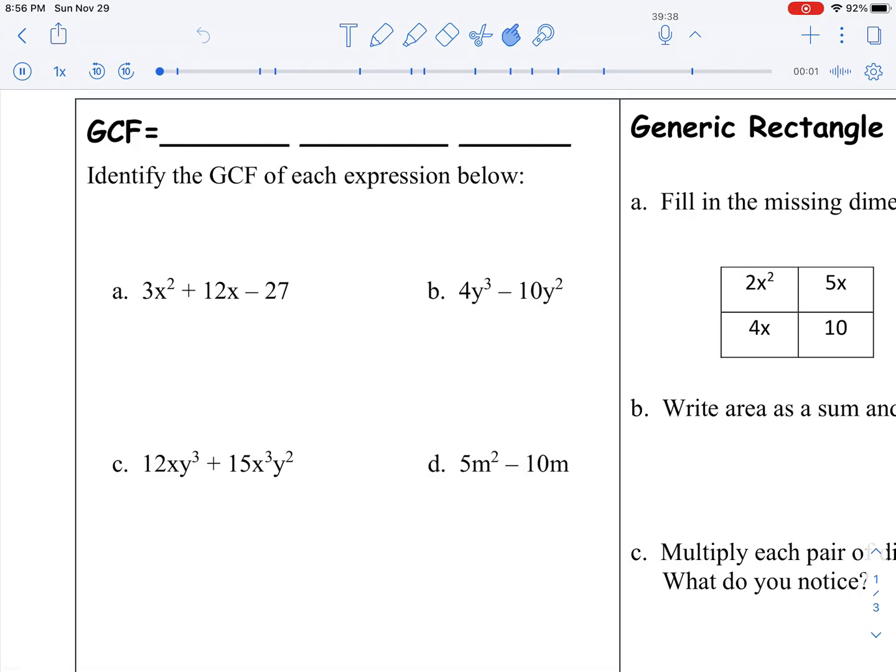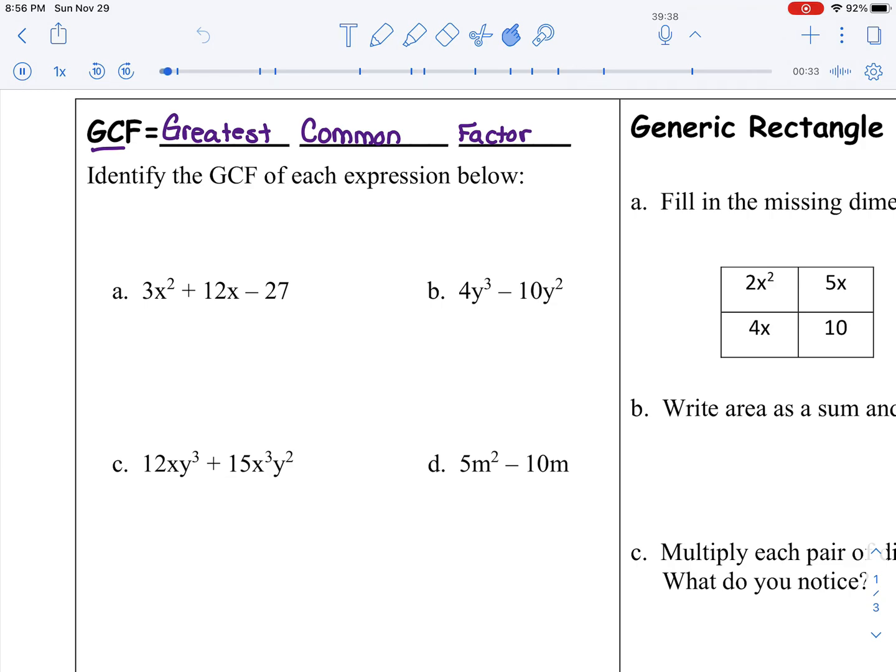Hi, Math 2. First topic of this week is greatest common factor. Now, greatest common factor is often abbreviated by the letters GCF. And you've heard about this term before, even though you might not have used the phrase GCF in quite a while. So, what that means is you're trying to find the largest number that two terms are divisible by.